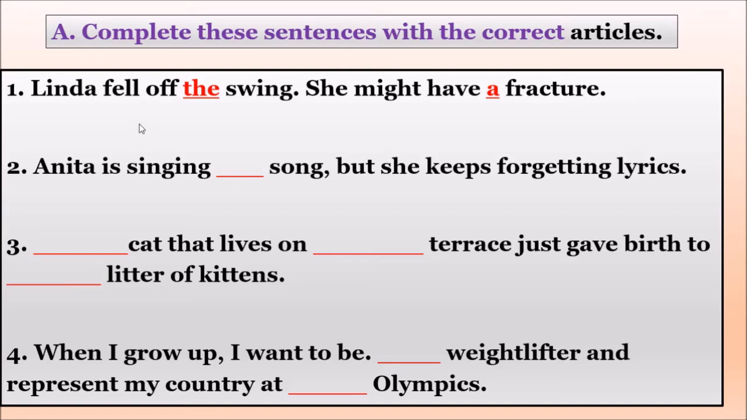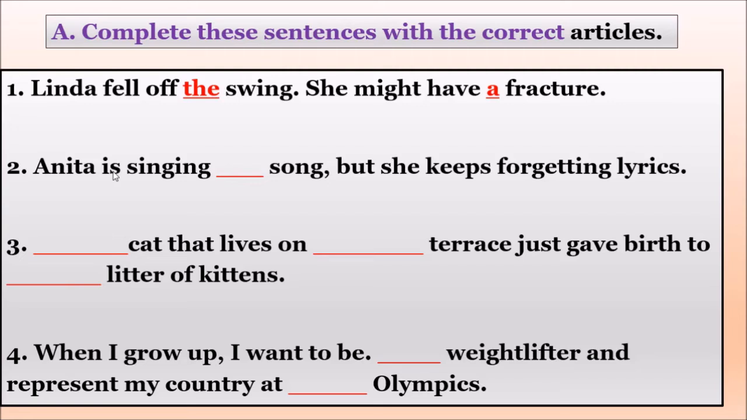Now, Linda fell off the swing. Where did Linda fall from? The swing, right? So Linda fell off the swing, but we are giving stress here to the swing because she fell from the swing. So we are pointing out the swing here. That is why: Linda fell off the swing. She might have a fracture here.